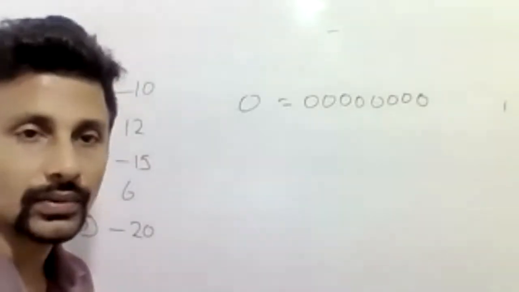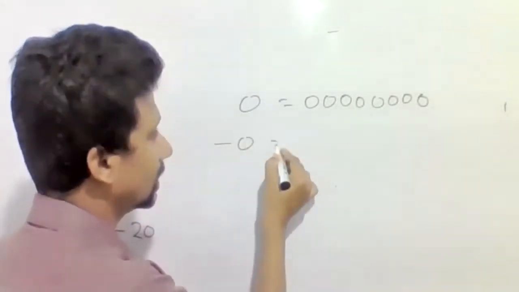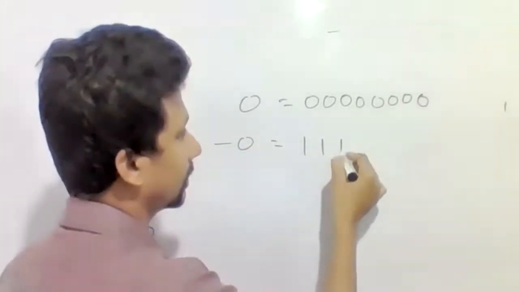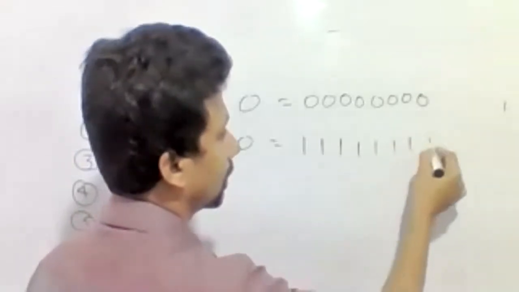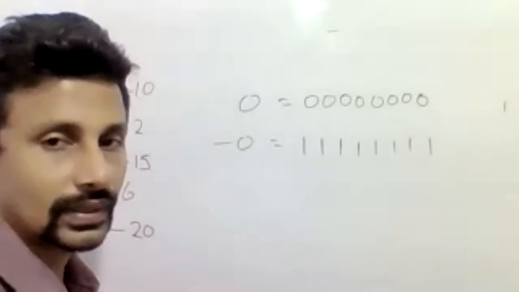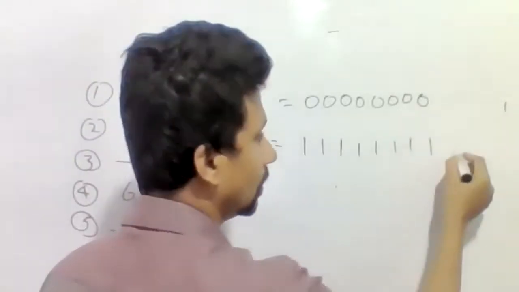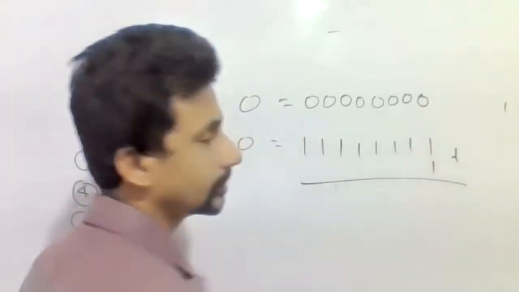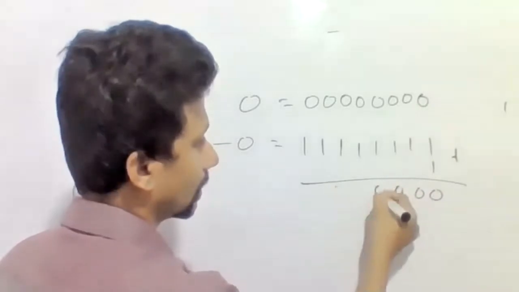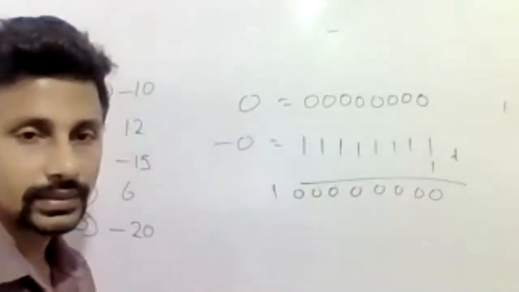If it is negative 0, I am going to do that. Negative 0 means, if it is ones complement, you are just converting the bits. This is negative 0, right? But in twos complement, if it is a negative value, what do you have to do? Flip the bits, then add 1 to the LSB. So when you add 1, 1 plus 1 you get 0, then here 0. You are getting something like this.